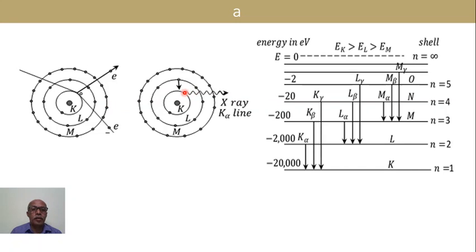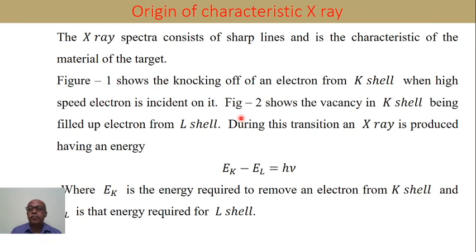The vacancy so formed will be filled due to the transition of an electron from a higher orbit, and that can be seen in figure number 2. An electron from the L orbit is making a transition to the K orbit to fill the vacancy so formed in the previous case. This energy difference will be liberated in the form of electromagnetic radiation called X-ray, which we have represented here as the K alpha line. During the transition, Ek minus El will be equal to h nu, the energy of the K shell and the energy of the L shell.